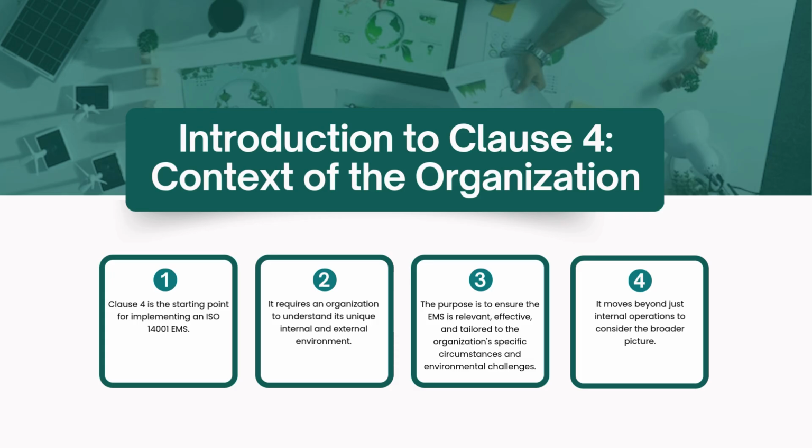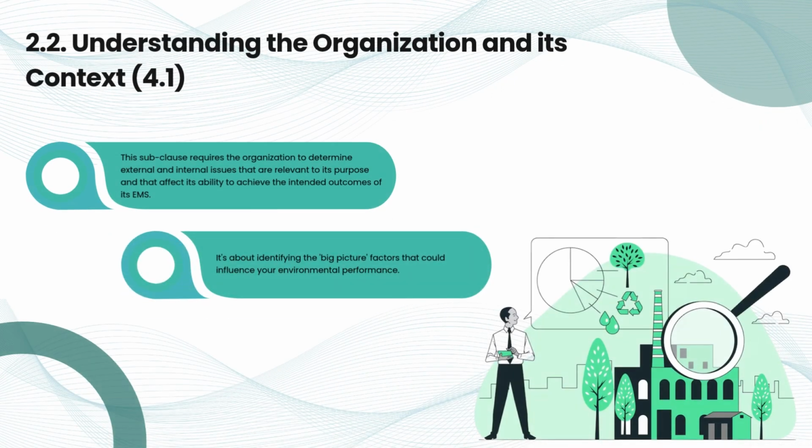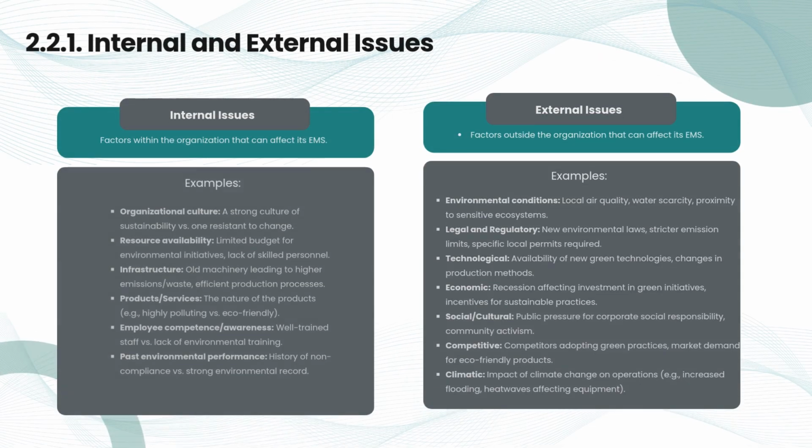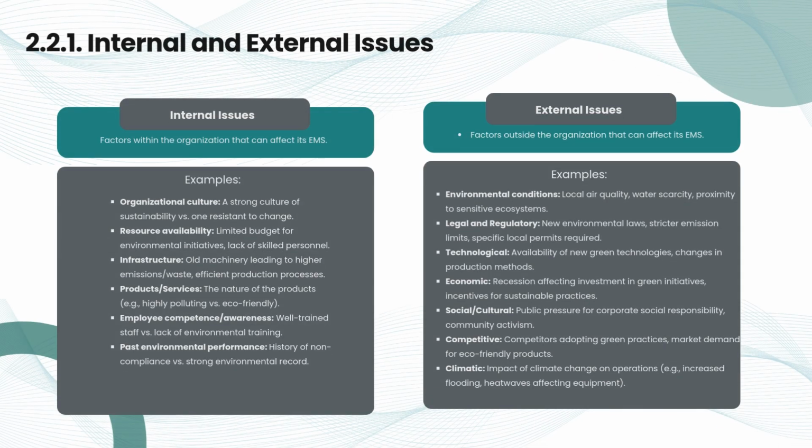It's about looking beyond your immediate operations and considering the broader environment in which you exist. Clause 4.1 is about identifying internal and external issues that affect the EMS. It helps the organization understand the bigger picture and factors that impact environmental performance. This slide explains the difference between internal and external issues that can impact an organization's environmental management system, EMS.